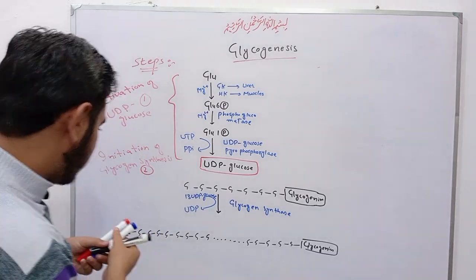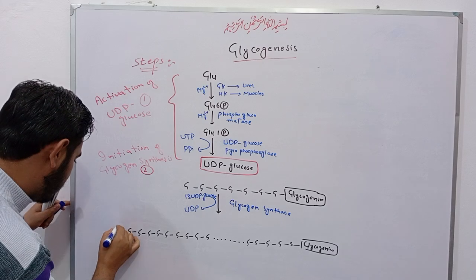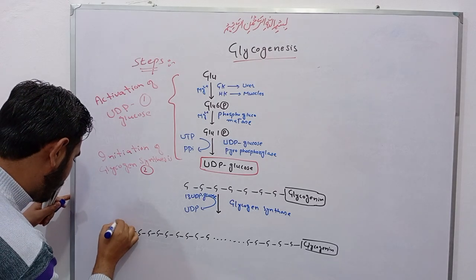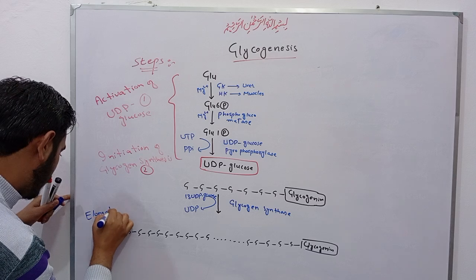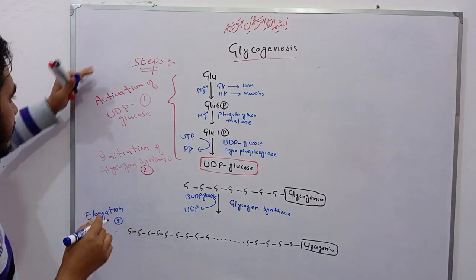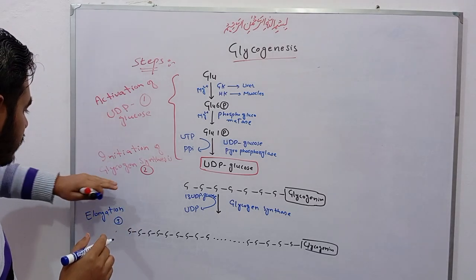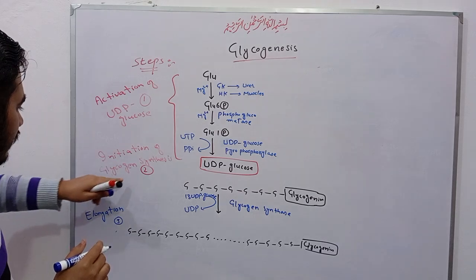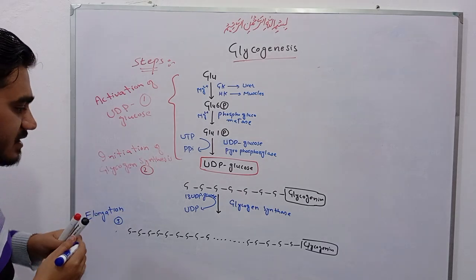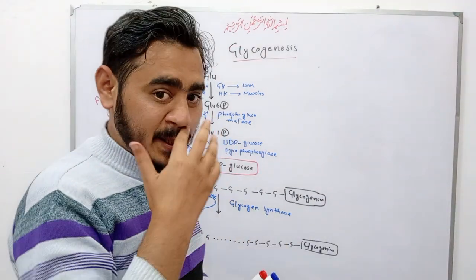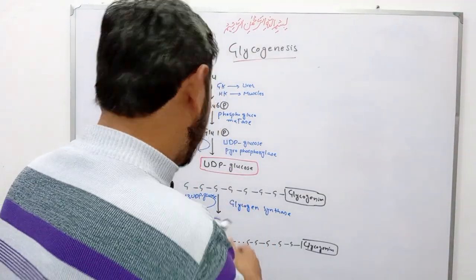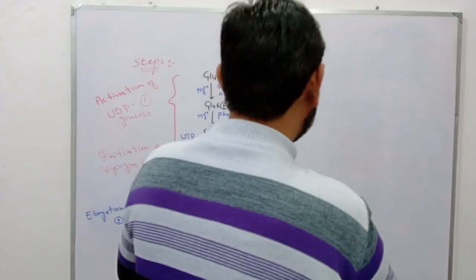Okay, this is the third step, which is called elongation. The first step is activation of UDP glucose, the second step is initiation of glycogen synthesis, and the third step is elongation. Now, the fourth step, in the next reaction, I'm writing here.